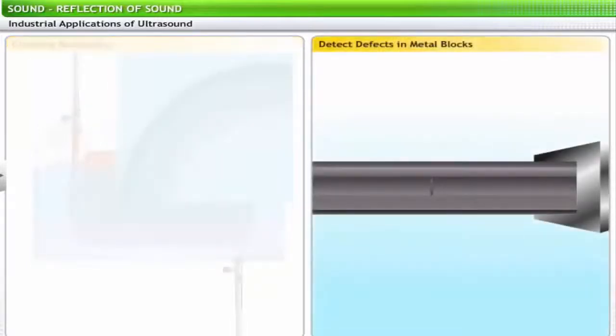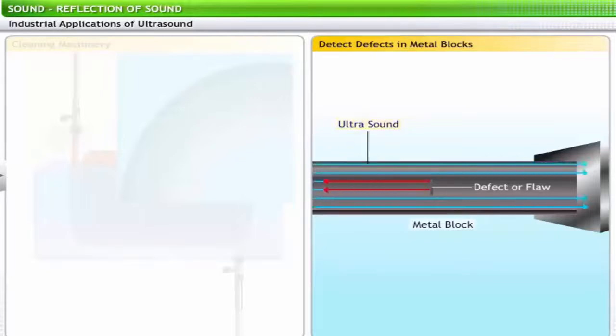Ultrasounds can also be used to detect cracks and defects in metal blocks. Cracks or air bubbles present inside a metal block are invisible from the outside. To detect these cracks, ultrasonic waves are passed through the metal block. And detectors are placed on the other side of the block to detect the transmitted waves. On encountering a crack or an air bubble, the ultrasound gets reflected back, indicating the presence of the defect.